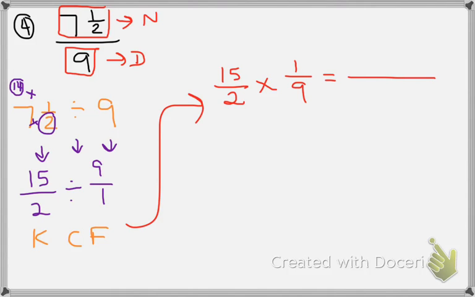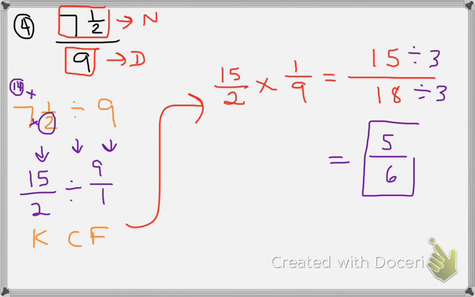Then we multiply straight across. 15 times 1 is 15. 2 times 9 is 18. Now we look and see if we can simplify. In this case, we can. We can simplify by 3. They both can be divided by 3, right? 15 divided by 3 is 5. And 18 divided by 3 is 6. That cannot be simplified any further, so that is our final answer. So 7 and 1/2 divided by 9 is 5/6.